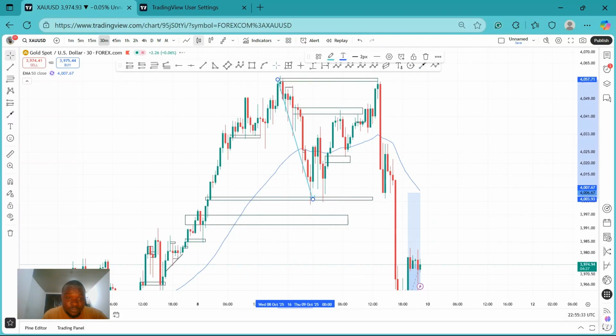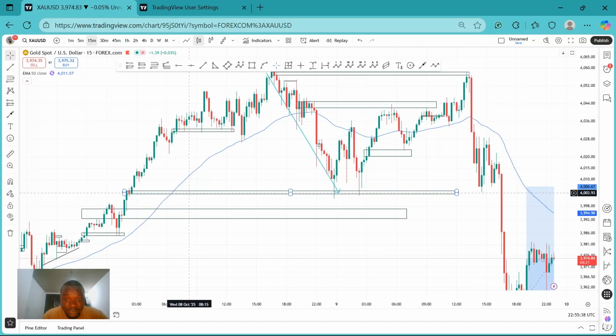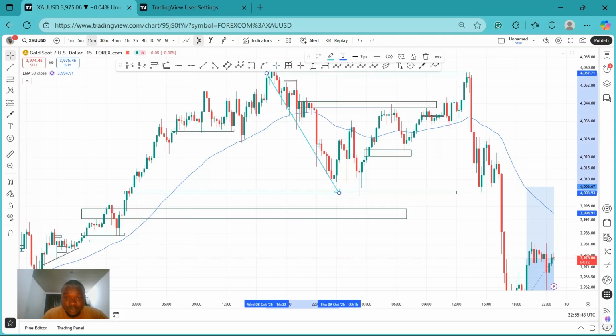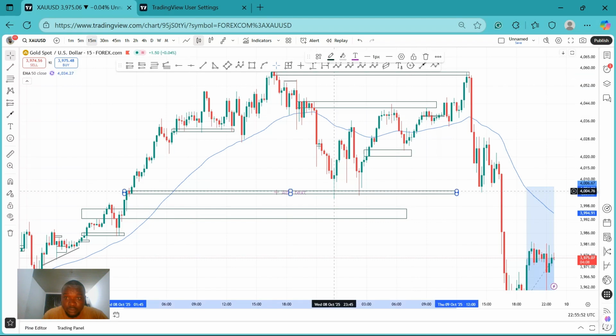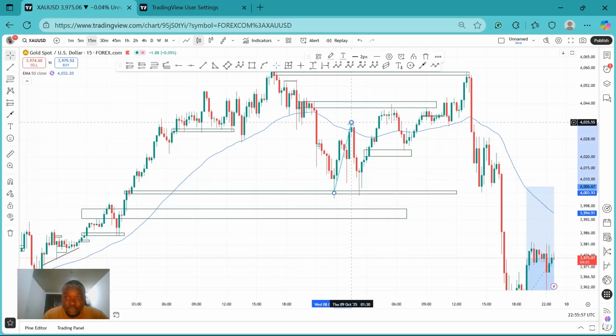But when you check the 15-minute time frame, you realize that there was a mini order block here that the price respected. After the price respected this particular zone, it now moved upward before later coming to retest it again. Then it hit another block that was created around the zone.